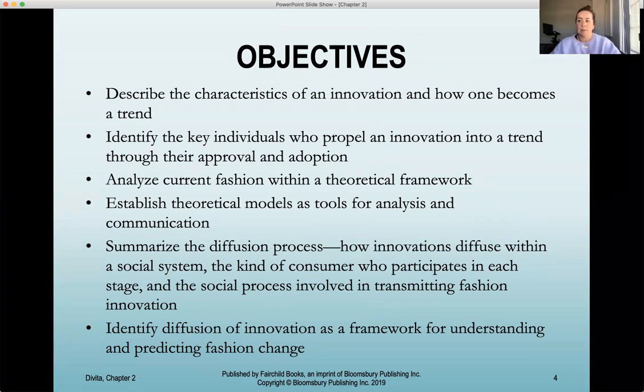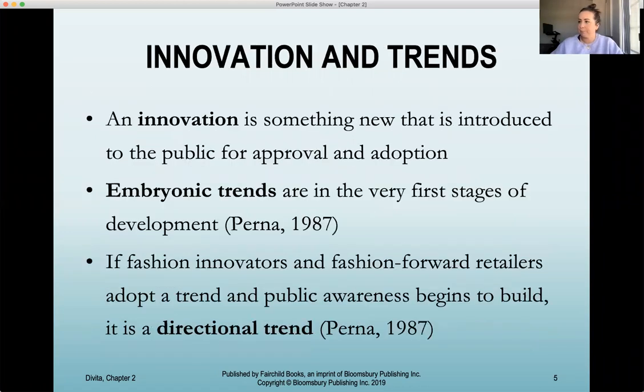3 is analyzing current fashions within a theoretical framework. 4 is establishing a theoretical model as a tool for analysis and communication. 5 is summarizing the diffusion process, so how innovations diffuse within a social system, the kind of consumer who participates in each stage, and the social process involved in transmitting fashion innovation. And lastly is identifying diffusion of innovation as a framework for understanding and predicting the change in fashion.